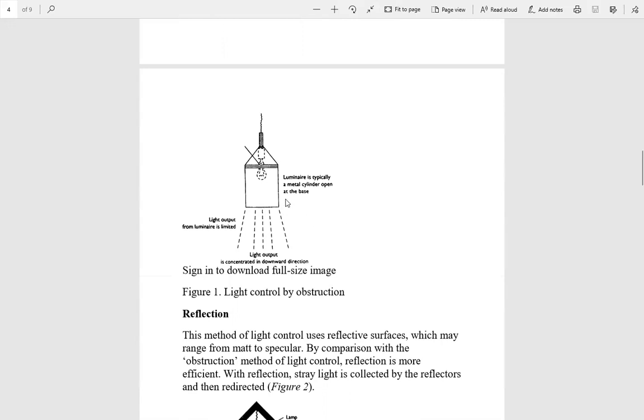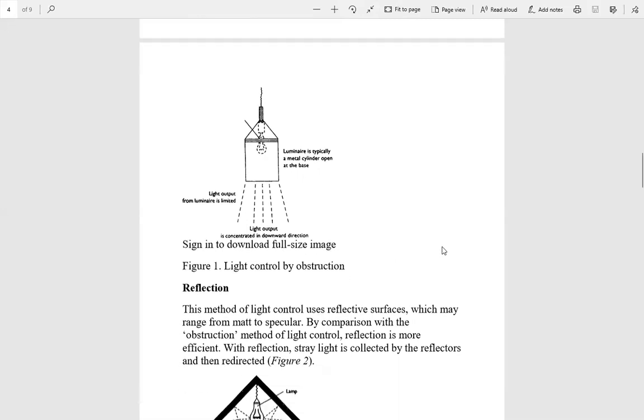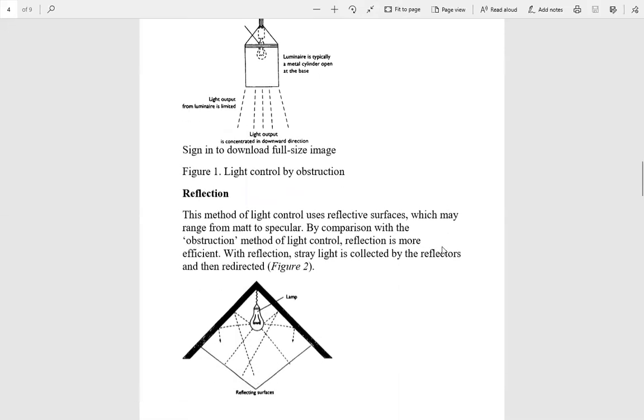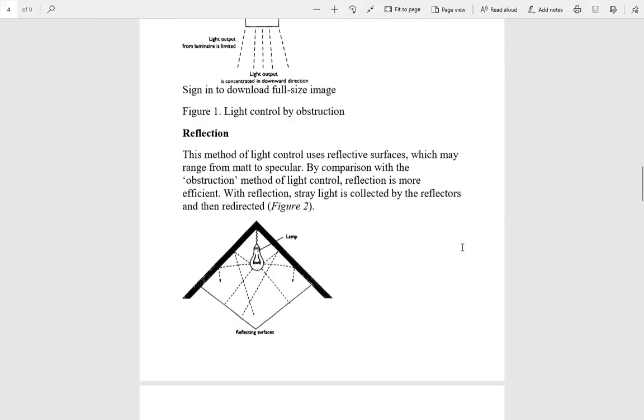The luminaire is typically a metal cylinder open at the base. Here the light output is concentrated in the downward direction. This is the sign that the light output is fully limited. Light control by obstruction method.